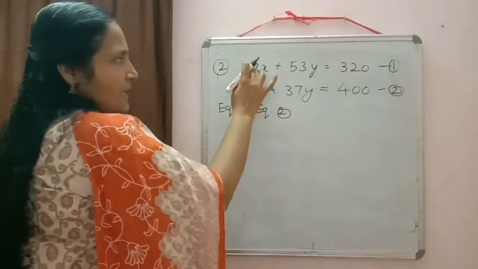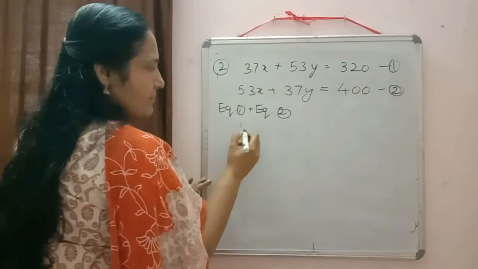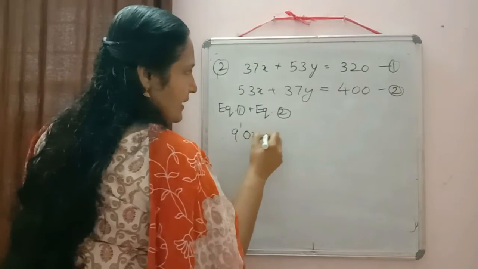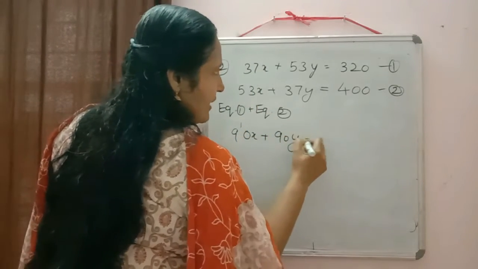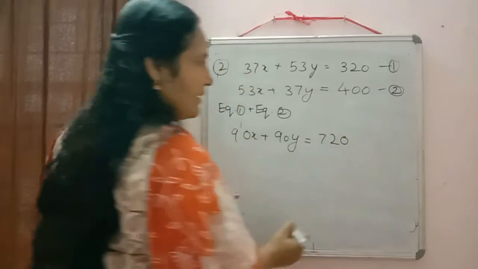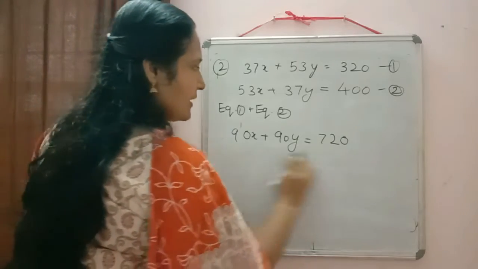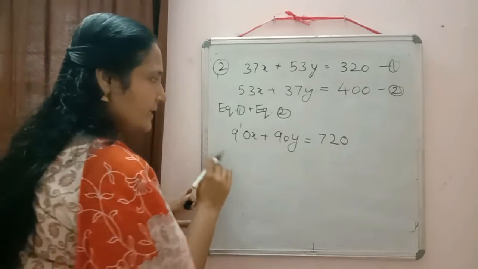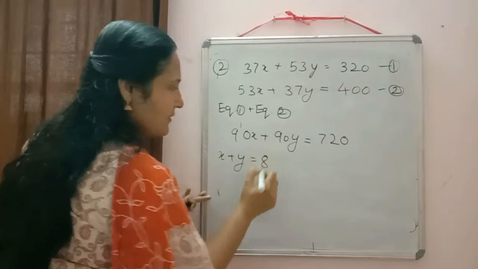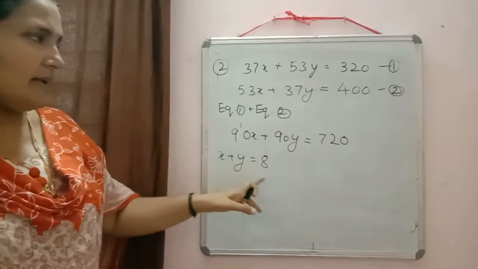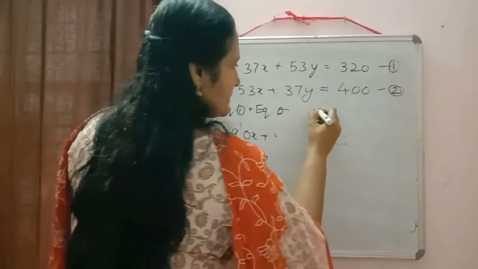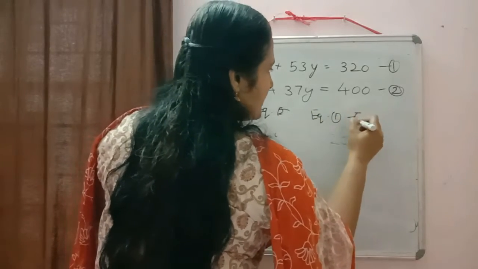Then we will get 37 plus 53. 7 plus 3, 10. Carry over 1. 5 plus 3, 8 plus 1. 90x plus 90y is equal to 320 plus 400 will be equal to 720. As you can check, the whole expression is divisible by 90. So we can cancel it by 90. So we will get x plus y is equal to 8. 9 8s are 72. Now what we have to do? We have to do the subtraction. So equation 1 minus equation 2.